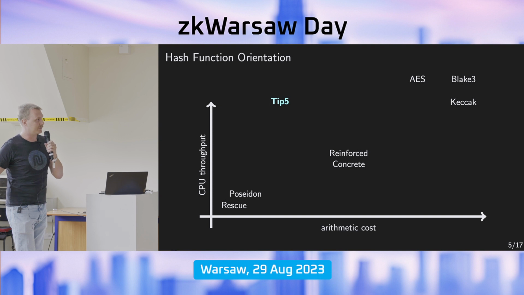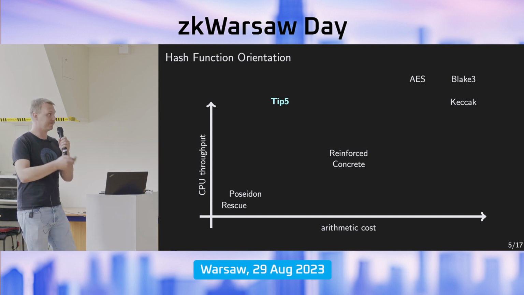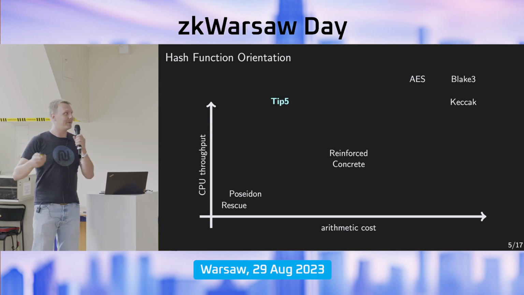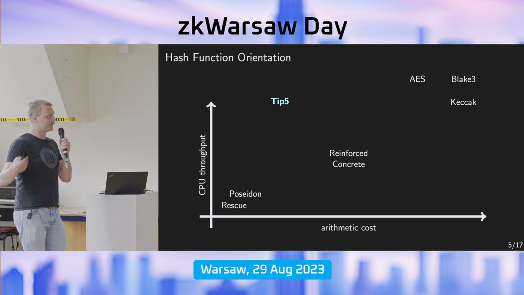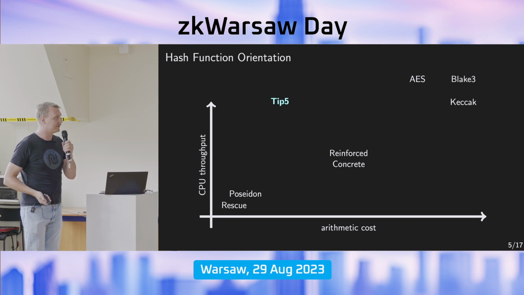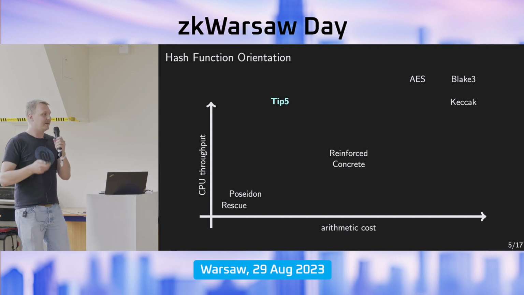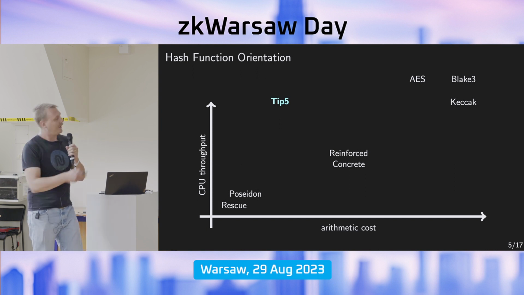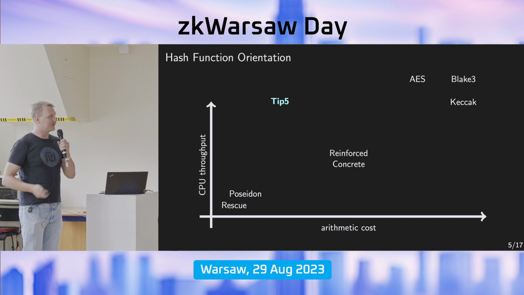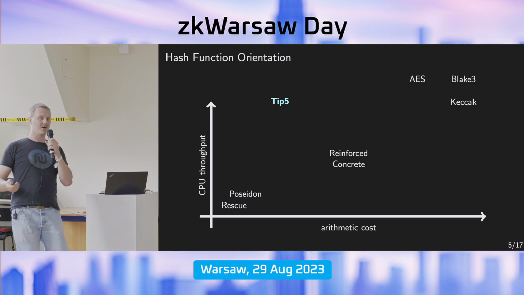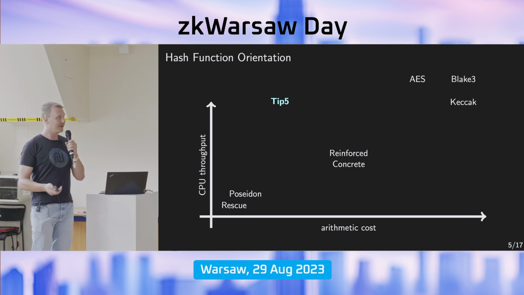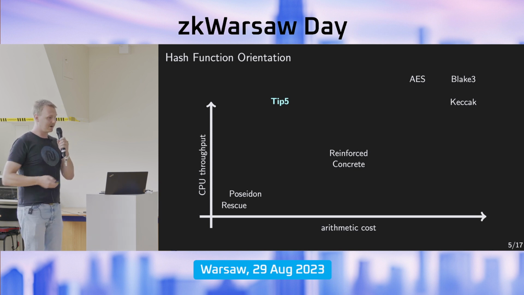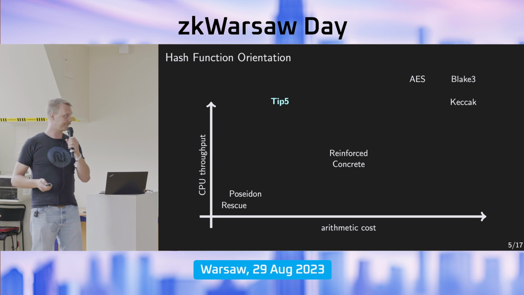And on the other end of the spectrum, we have Blake 3. We have AES, which is technically a block cipher and not a hash function, but that doesn't matter. We have Keccak, which is not as fast, but it's still pretty fast. But they're all insanely expensive if you want to prove their correct execution. And then somewhere in the middle, we have this weird animal called reinforced concrete. That's also a hash function. It's not as fast, but on the flip side, its arithmetic cost is not as great either.